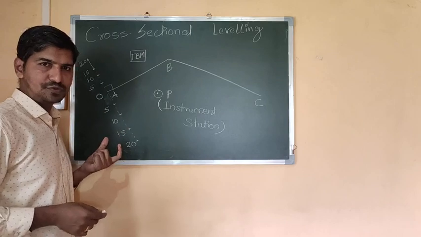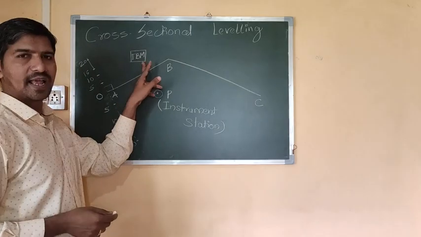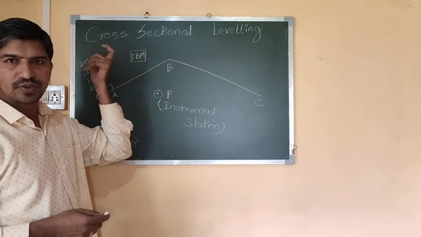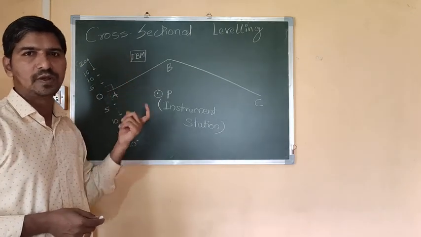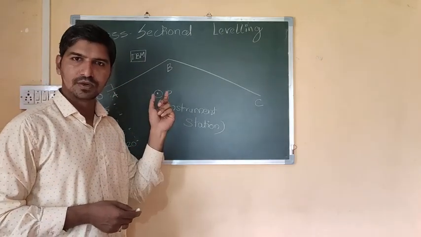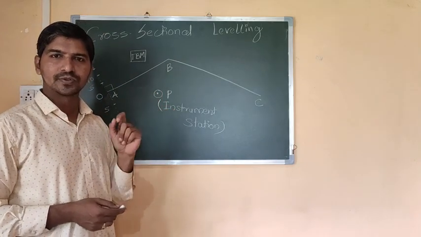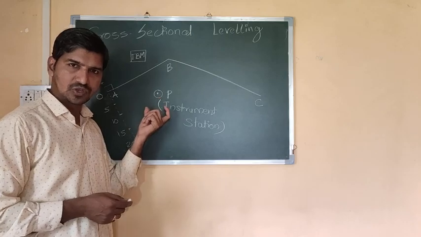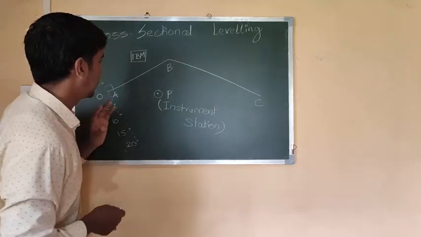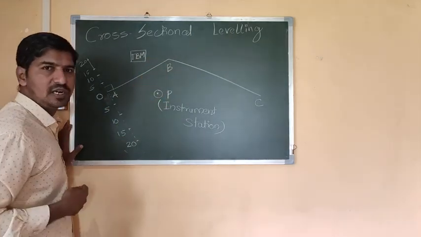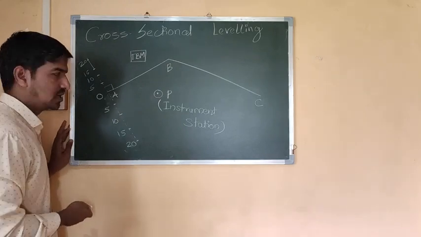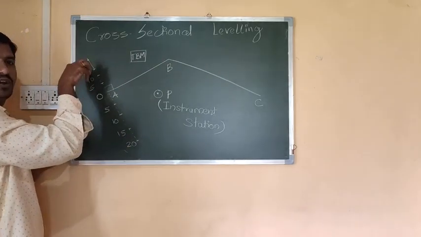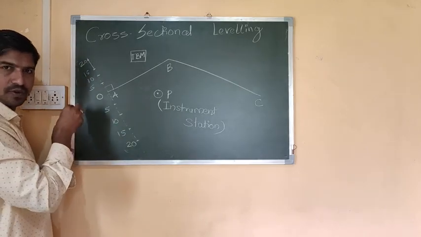On this temporary benchmark, let us take the first level and find the height of instrument. How do we find the height of instrument? This TBM will have some RL. So the RL of the TBM plus the first reading on that TBM will become your height of instrument. That height of instrument will stay constant unless you disturb the instrument station. Now all the setup is done and we have found the HI. Then you can keep the staff on each of these points one by one.